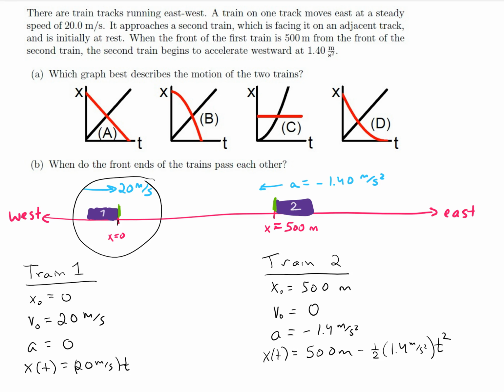Okay, and so we have the x position of train 1 is linear in time, and the x position of train 2 starts at 500 meters and then decreases quadratically in time. And so we find that the graph that describes both of these scenarios is this one, where this is train 1 and this is train 2.